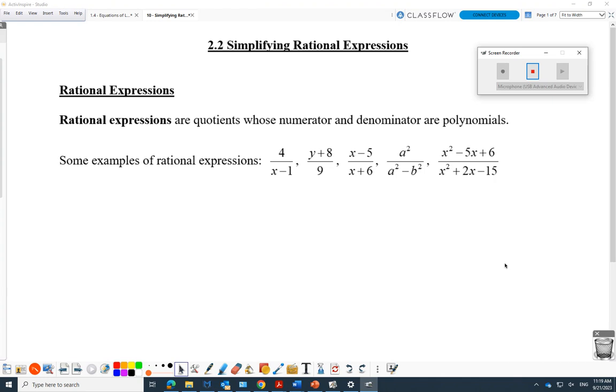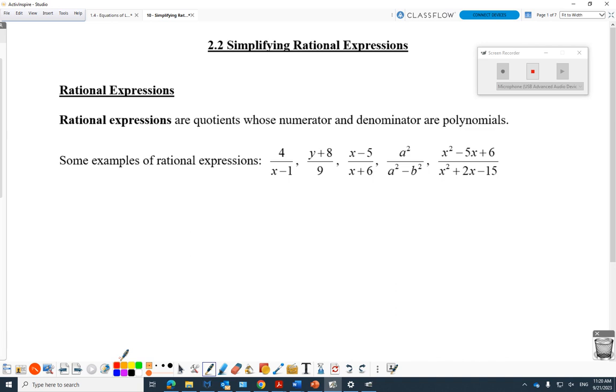Expressions. If we're going to simplify rational expressions, we better know what they are first. Rational expressions are quotients whose numerator and denominator are polynomials. That's all that's going on here. Actually, if you want a quick phrase of what's happening here, I'll write it underneath in red.